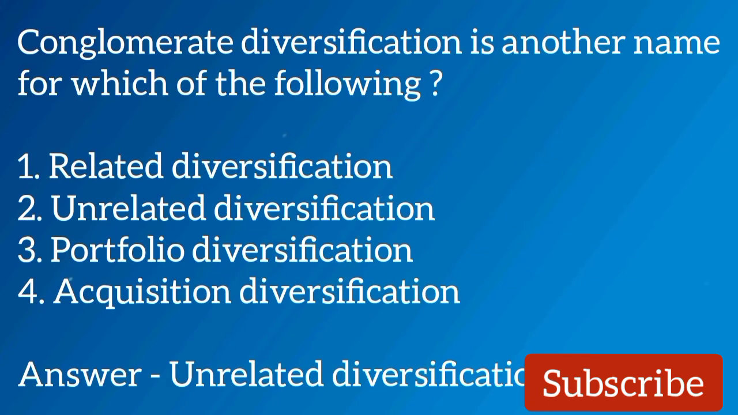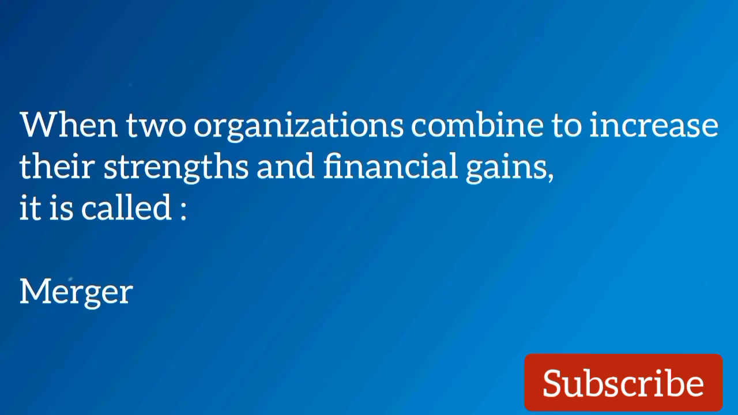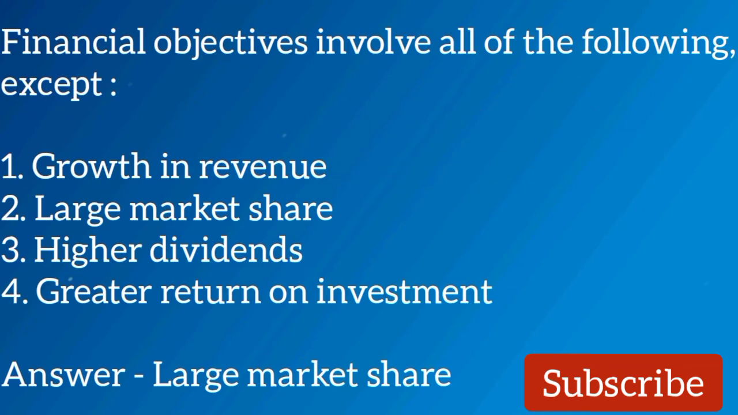Conglomerate diversification is another name for unrelated diversification. Unrelated diversification and conglomerate diversification is same. When two organizations combine to increase their strength and financial gain, it is called merger. Financial objectives involve growth in revenues, higher dividends, greater return on investment, but it does not include larger market share.